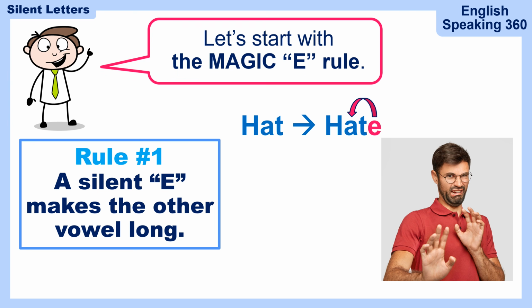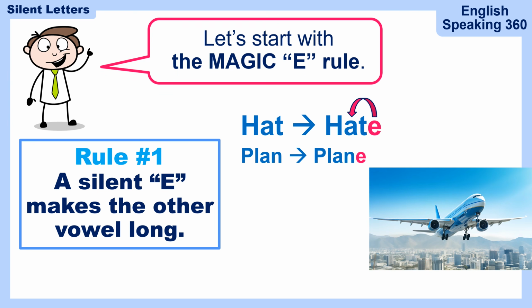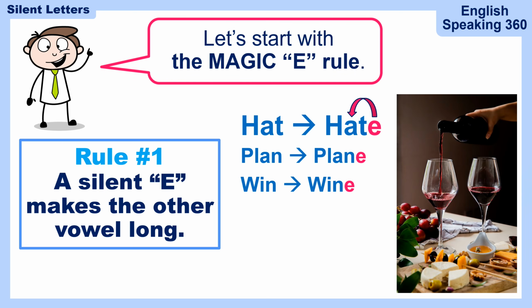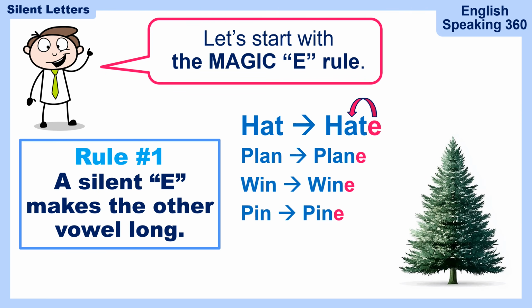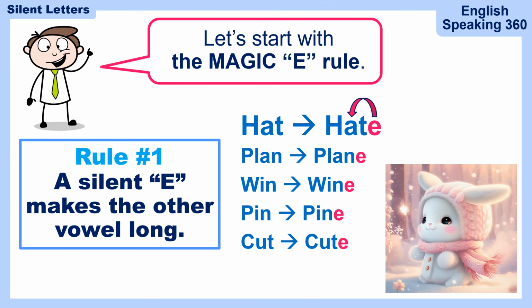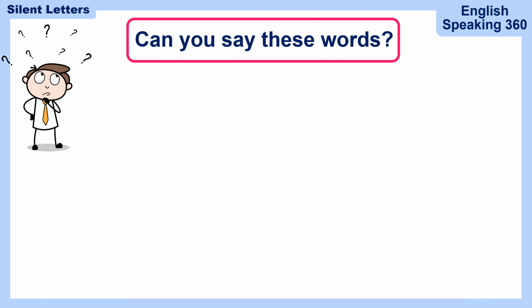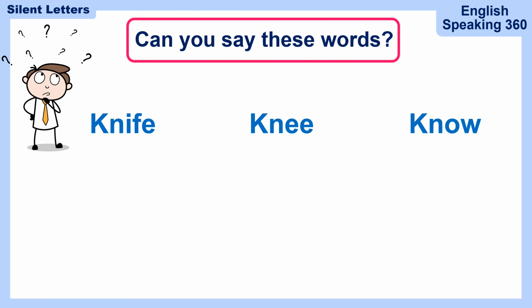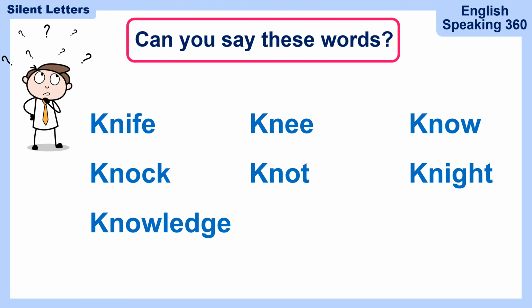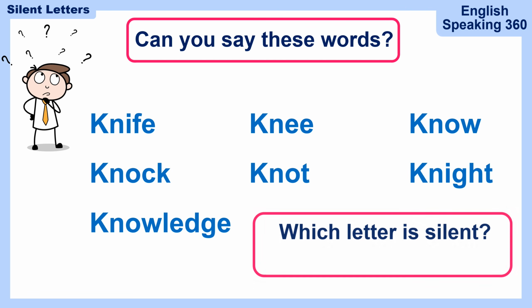Do you understand? Let's try this one. Plan with a silent E becomes plane. Win with a silent E becomes wine. Pin becomes pine. Cut becomes cute. Cub becomes cube. Can you say these words? Now give it a try. I want you to really try to pronounce these words. And I'm asking you which letter is silent. What's the rule? Can you find the rule?